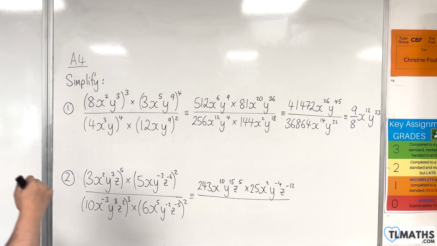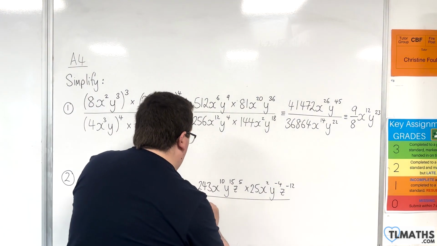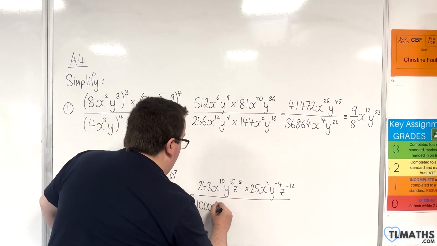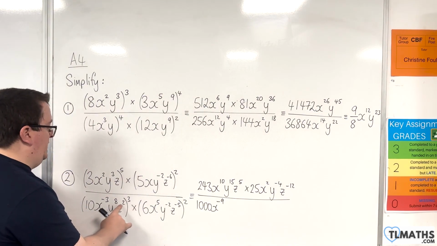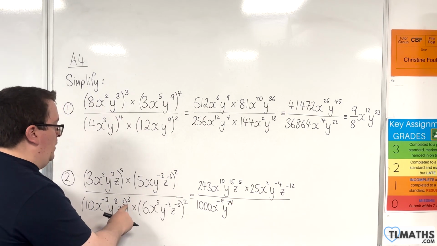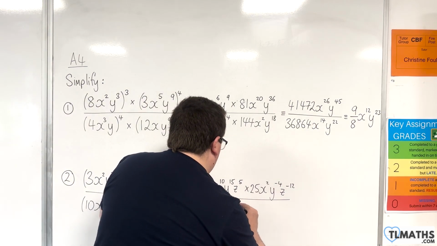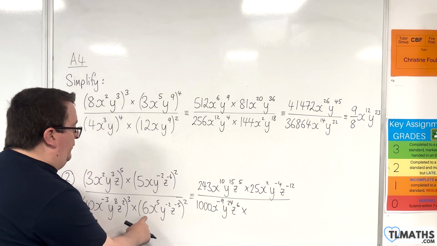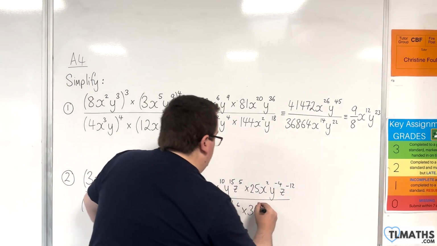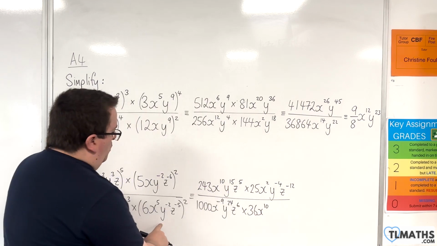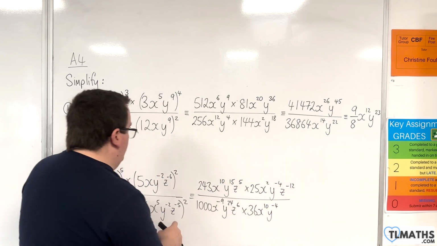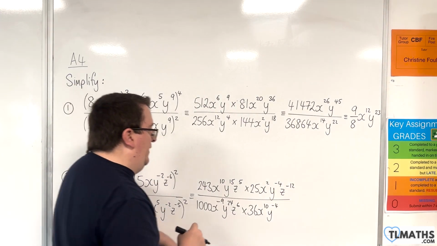In the denominator, we have 10 cubed, so that's 1,000. x to the minus 3 cubed is x to the minus 9. y to the 8 cubed is y to the 24. z squared cubed is z to the 6. Then we have 6 squared, so 36. x to the 5 squared is x to the 10. y to the minus 2 squared is y to the minus 4. And then z to the minus 5 squared is z to the minus 10.